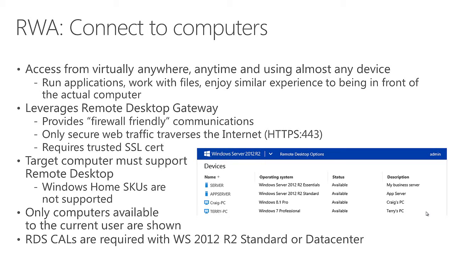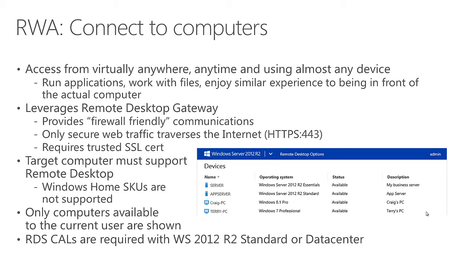This leverages the Remote Desktop Gateway component of Remote Desktop Services. It provides a firewall-friendly way to get through to the server. Again, much like SSTP, it uses the secure web protocol so that it can easily go through firewalls. It does require an SSL certificate, so you can use one that you have previously, or you can purchase a new SSL certificate to secure the interaction for remote users back to the server.